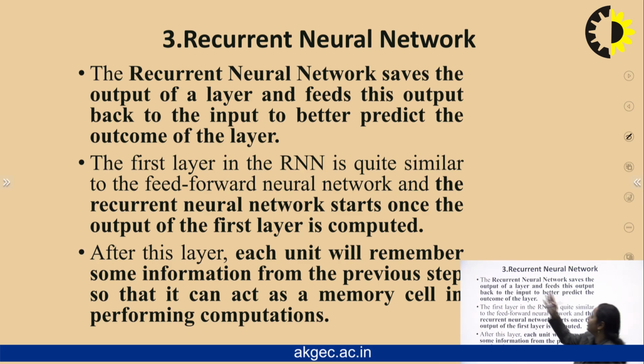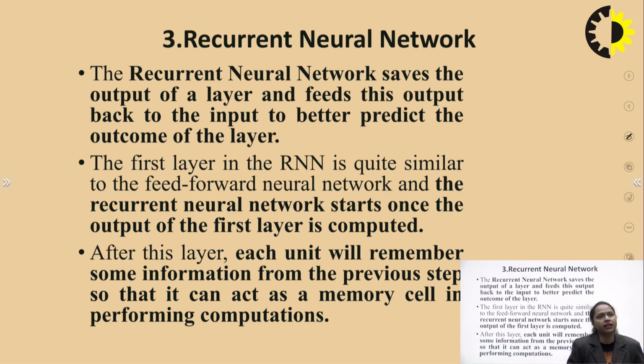Next, we can have recurrent neural networks. Apart from single layer and multi-layer ANN feed forward networks, we can have a recurrent neural network. Now what is a recurrent neural network? It is similar to ANN, but a slight difference is there. The recurrent network saves the output of a layer and feeds this output back to the input to better predict the outcome of the layer.